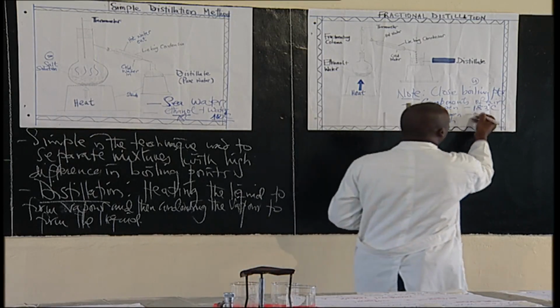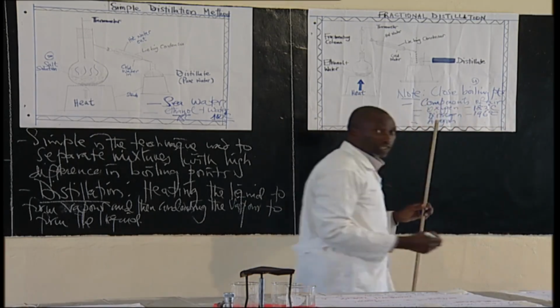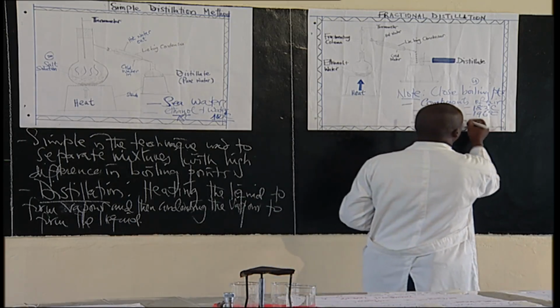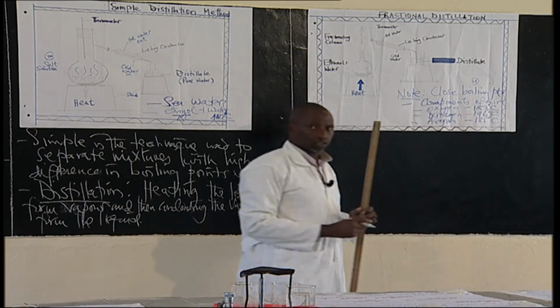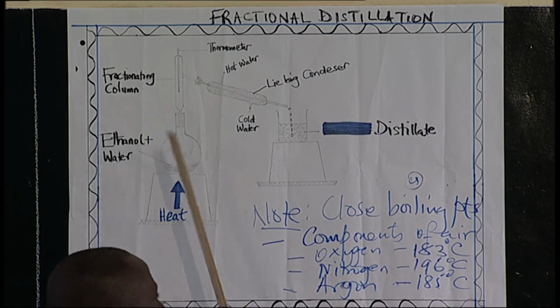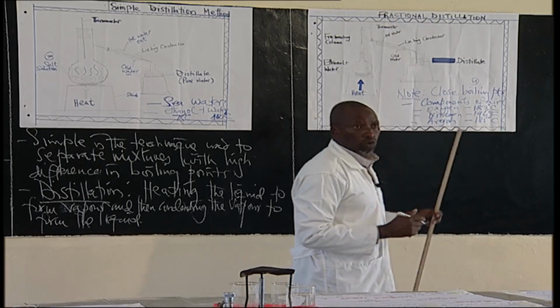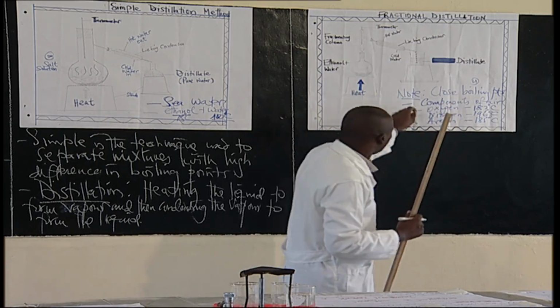Nitrogen boils at negative 196 degrees Celsius, whereas argon boils at negative 185 degrees Celsius. These are substances with very close boiling points. So these components of air can be separated by this method, which is fractional. Fractional means that the substances are collected in fractions.